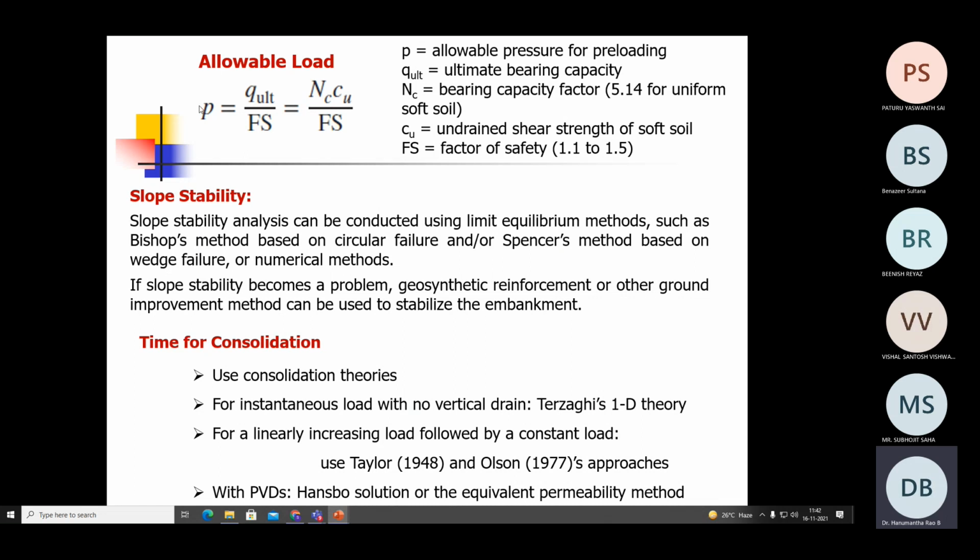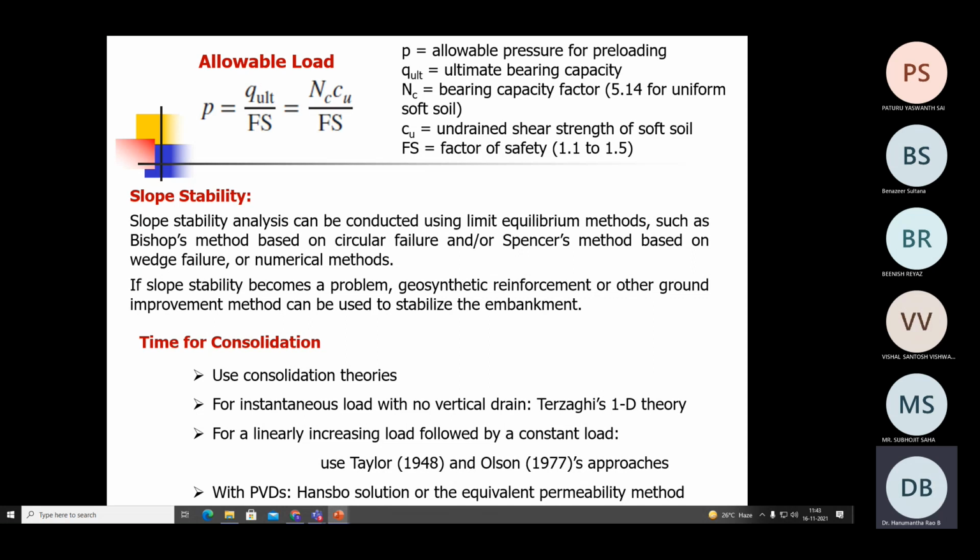If the surcharge load is too high, even before we consolidate the ground, the entire ground might be vulnerable to failure under slope stability conditions. Therefore you need to analyze what the stability condition would be. You can use any software for that purpose. And time for consolidation is one of the most important factors.